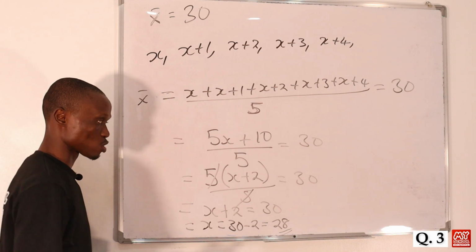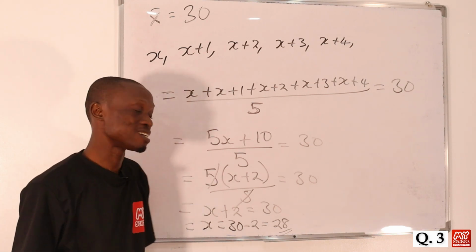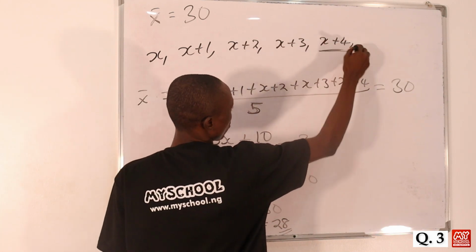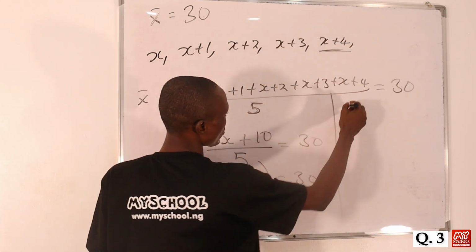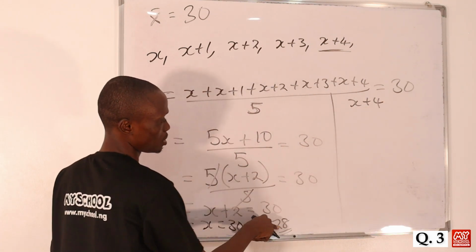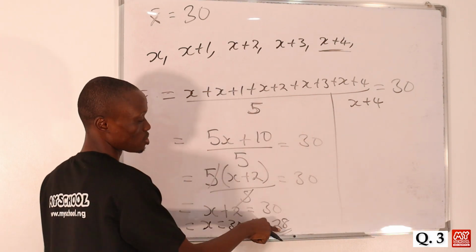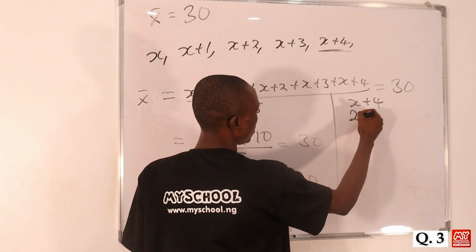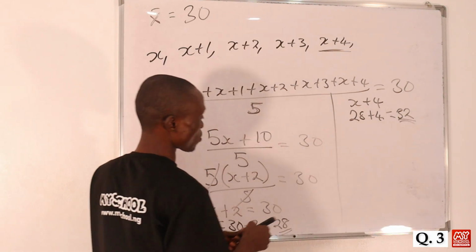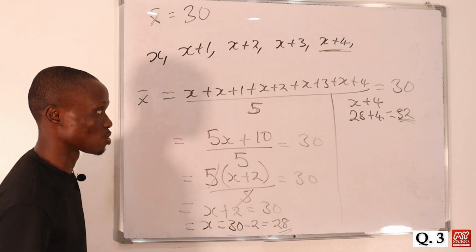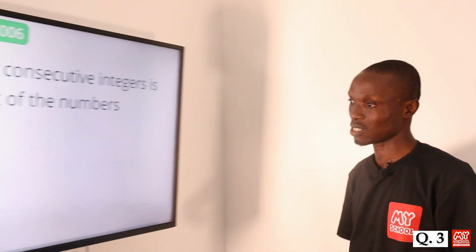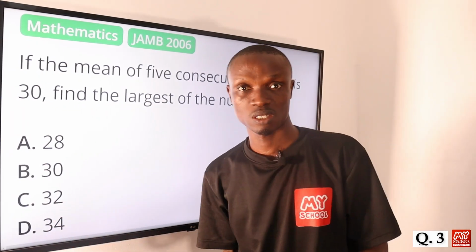But remember, in this question we are asked to find the largest of the numbers. So the largest of the numbers will be x plus 4, but remember our x is equal to 28. So in place of x here, we replace it with 28, so that we'll have 28 plus 4, and this will be equal to 32. So the largest of the 5 consecutive integers is 32. Let's return to the screen to pick the correct answer to this question, and that is option C, 32.